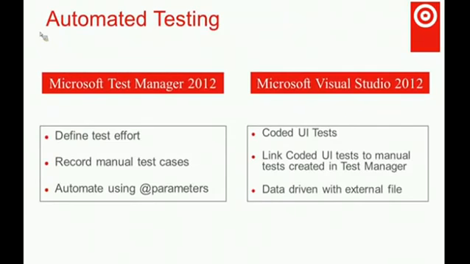Within Microsoft Test Manager, the automation works by recording your manual tests, or you can automate using parameters to have several tests in one test using different inputs and outputs. Within Visual Studio 2012, you can use coded UI tests. You can link these coded UI tests back to the tests within Test Manager, and you can data drive them with an external file rather than a bit of data which is stored within Team Foundation Server.